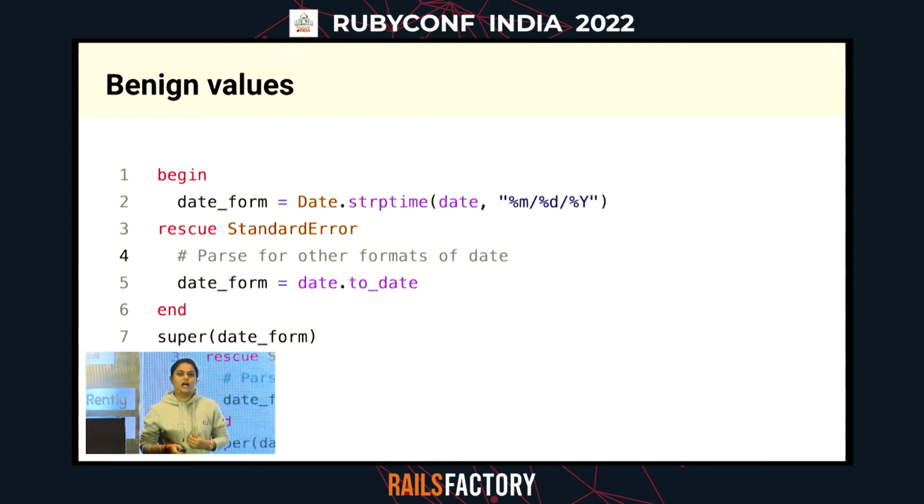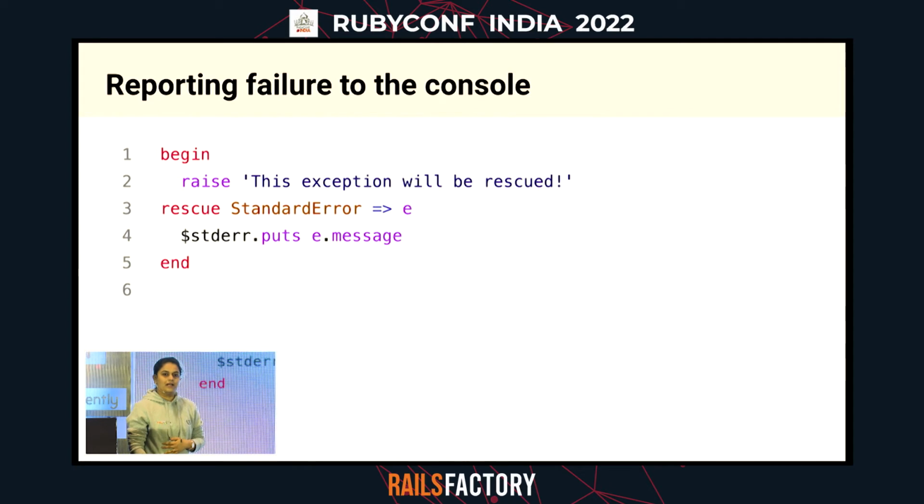Some failures are not that major. In such cases, you can check if the expected result can be replaced with any benign value. For example, in this code, if one date format is failing, we are just replacing it with another date format. And the simplest way to report any failure to the user or the developer is simply using puts.